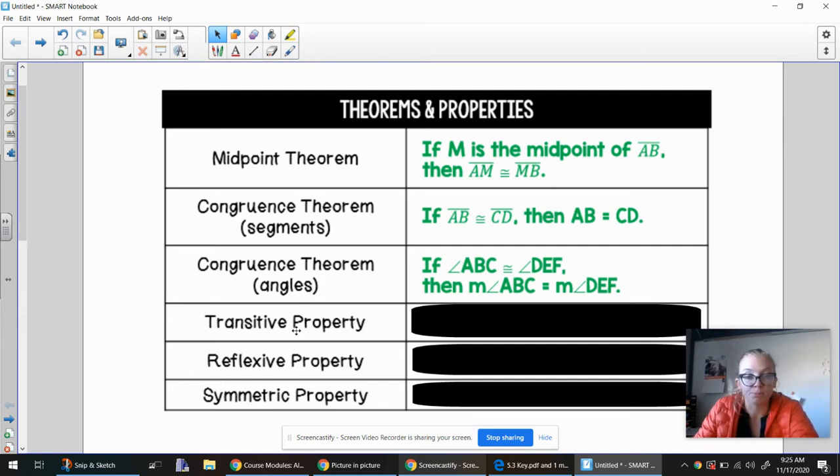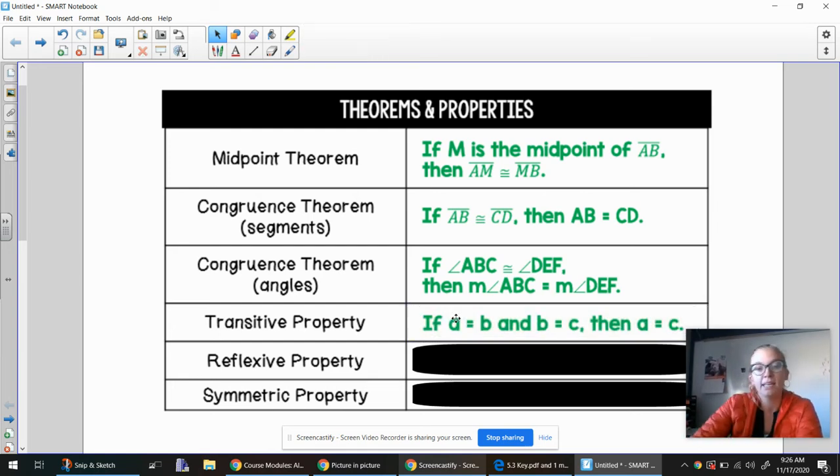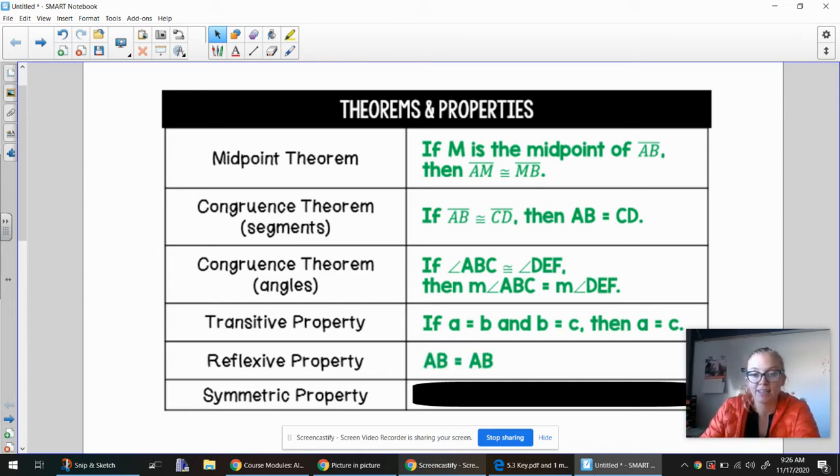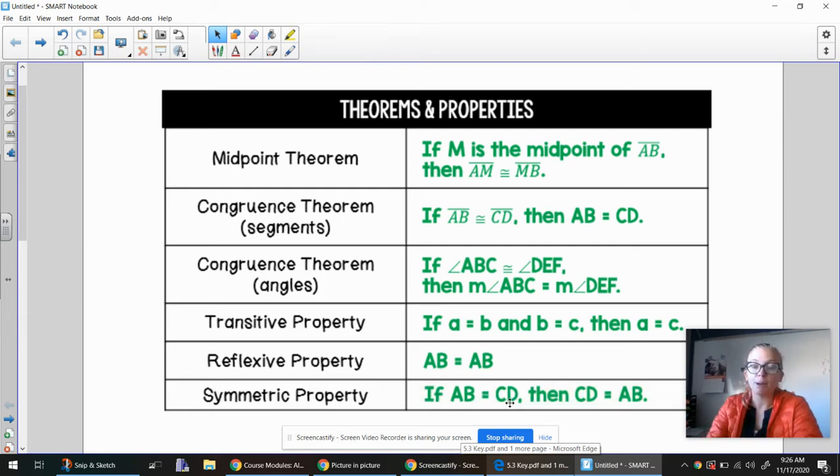There are three more postulates or properties that we're going to learn about. We talked about these yesterday with algebraic proofs. The transitive property says if A equals B and B equals C, then A equals C. So if two things are equal to a third, then the things on the ends are equal to each other. The reflexive property says everything is equal to itself, or AB equals AB. And the symmetric property says that it doesn't matter which side of the equal sign we place things, they're still equal. So if AB equals CD, then CD equals AB.